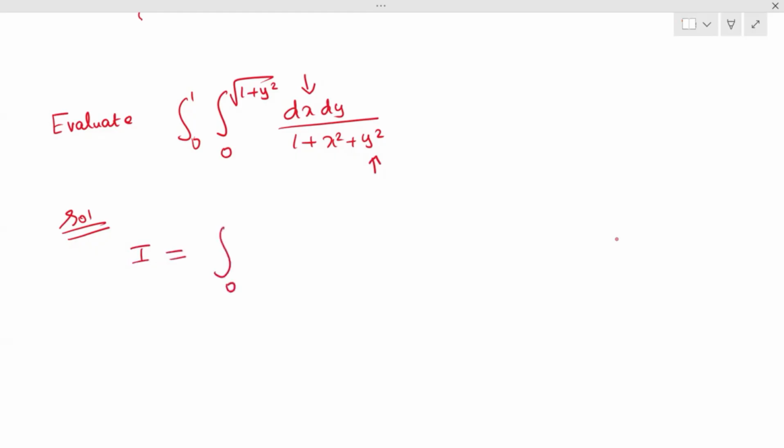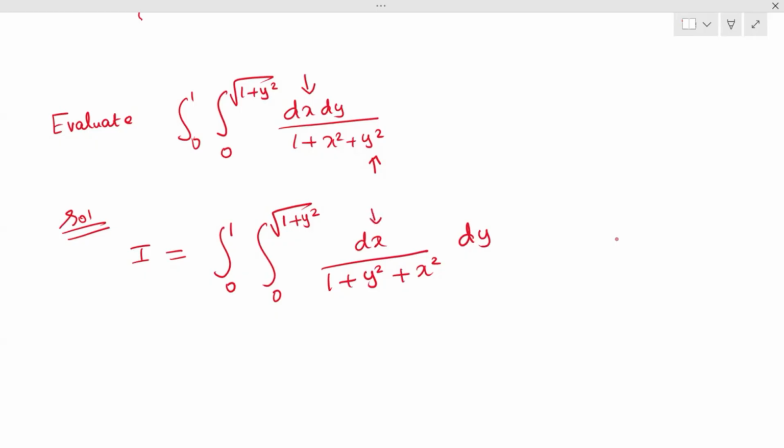So the first step is to write the constant together. Write the outer integral as it is. The inner integral is from 0 to root of 1 plus y square, dx. Y is the constant now, so write y and 1 together: 1 plus y square plus x square, dy. So first, integration with respect to x.